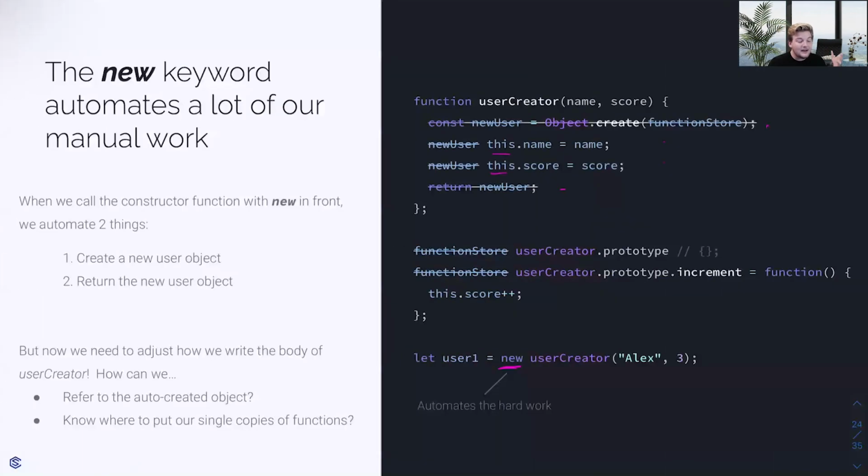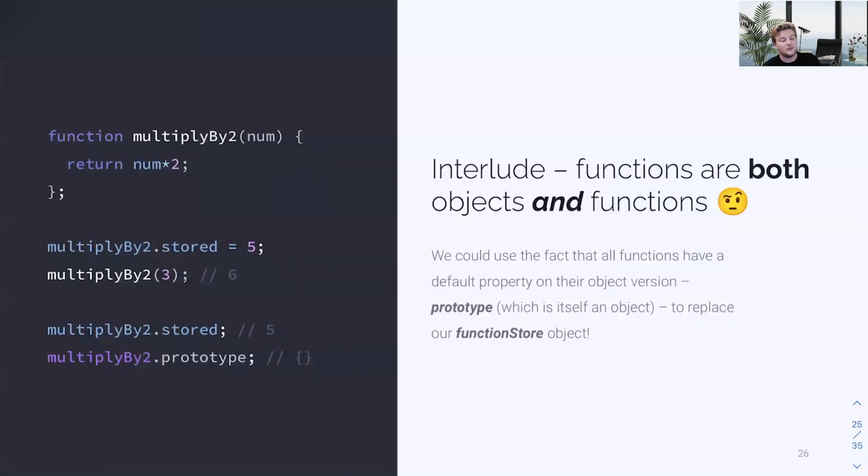Before we move into diagramming this third approach using the new keyword, I just want to do a little interlude. I want to make the point that functions in JavaScript are both objects and functions depending on how we work with them. We can treat a function in JavaScript as a function, or we can treat it as an object. So we can use the fact that all functions have a default property on their object version called prototype, which is itself an object, to replace that user function store we just diagrammed out in our last example.